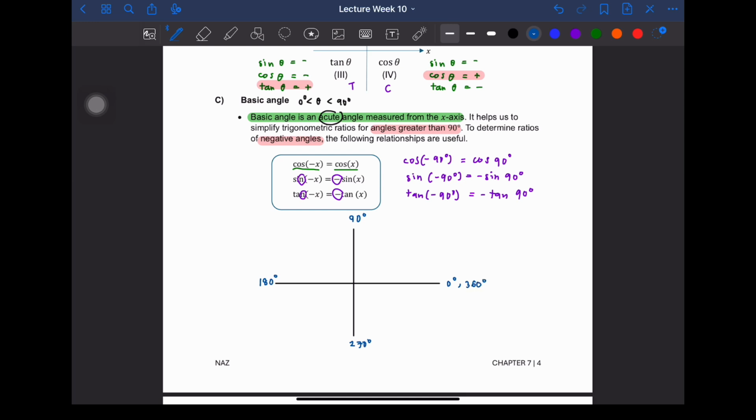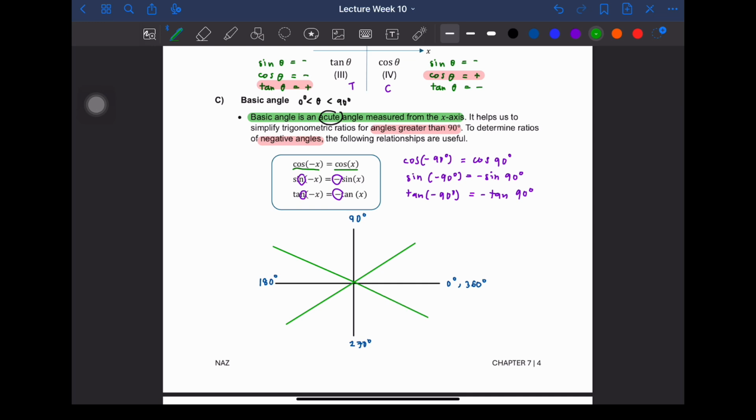Okay, so dekat setiap kuadran 1, kuadran 2, kuadran 3, kuadran 4, kita akan ada basic angle kita sendiri. Okay, basic angle ataupun kita panggil dia sebagai reference angle. So, kita akan buat satu garisan dekat setiap angle kita. So, this one, dekat setiap kuadran. For the first quadrant, this is for the second quadrant. Then third quadrant. Lastly, fourth quadrant over here. Okay, so these are all the angle that is located in the quadrant.